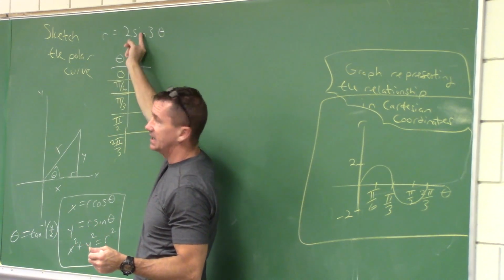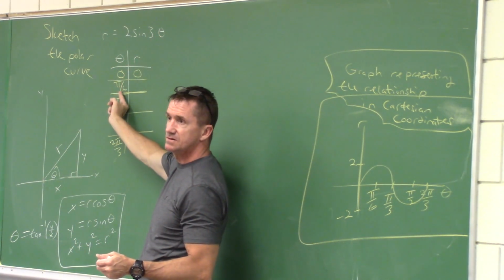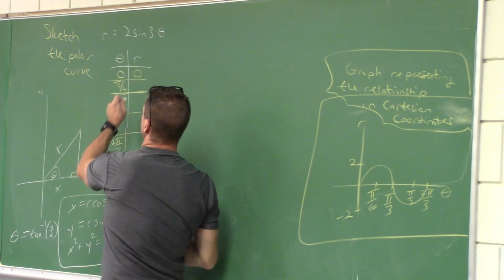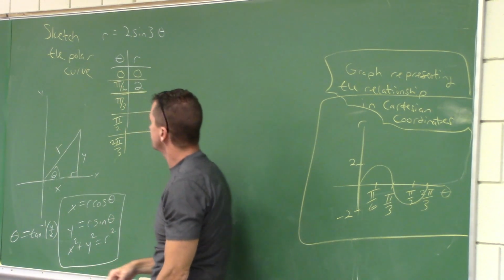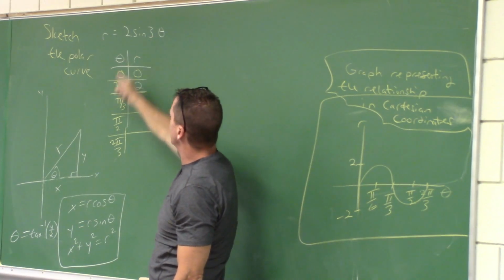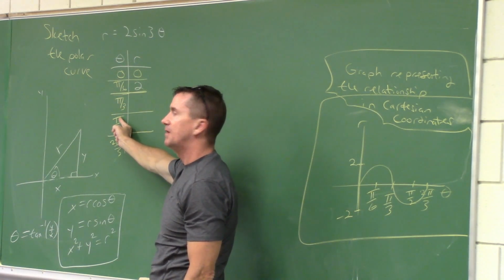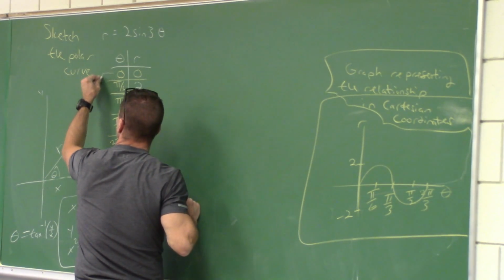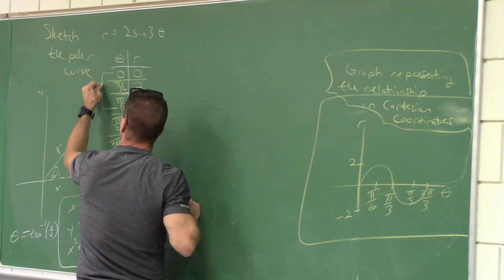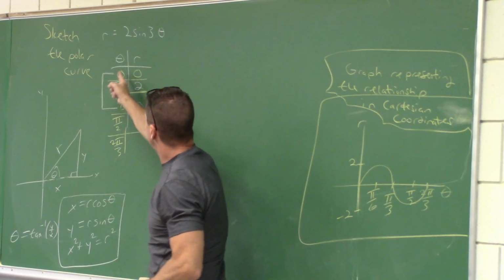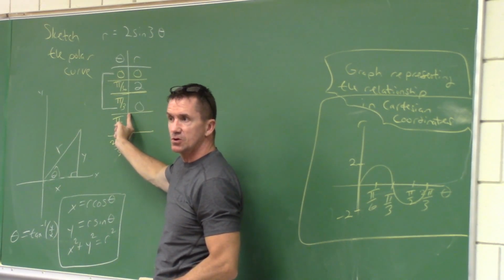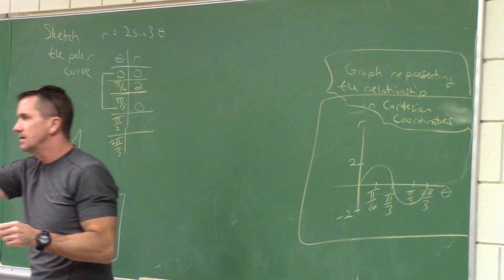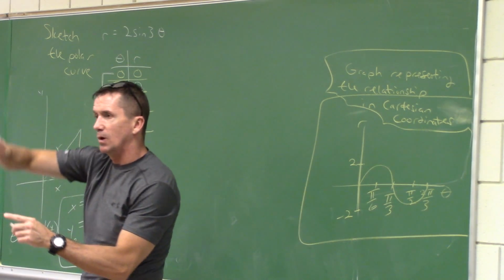Now, what's sine of 3 times pi over 6? That's sine of pi over 2, that's a 1, which 1 times 2 is what? 2. What's 3 times pi over 3? Pi. What's sine of pi? 0. Now, I want to make a note. And look what happened. Put this in your notes. From 0 to pi over 3, this thing returned to a 0. The r value. What is r again? Distance from the pole. That's going to form one petal.